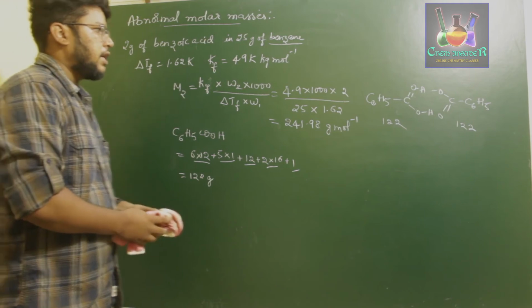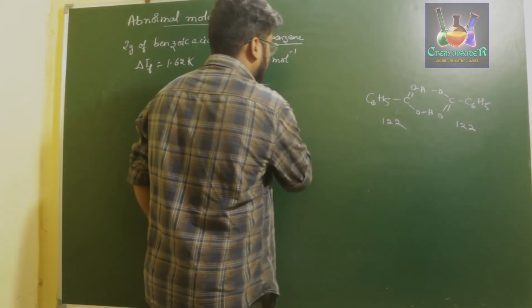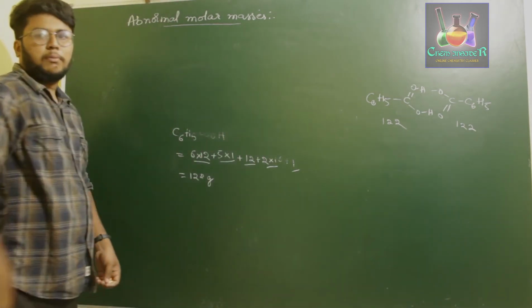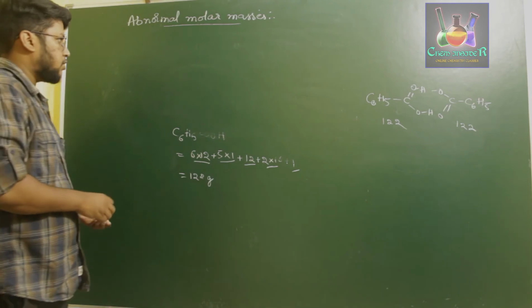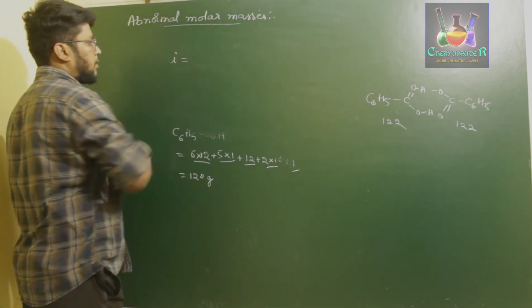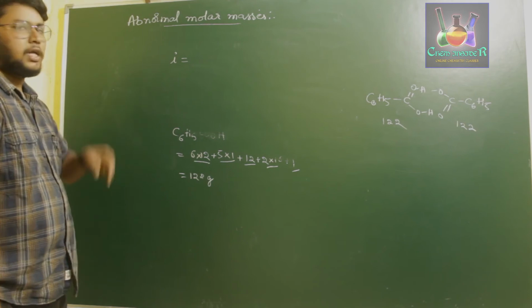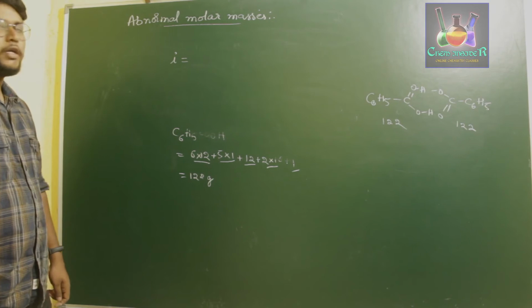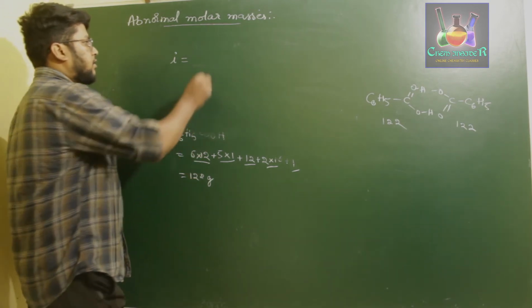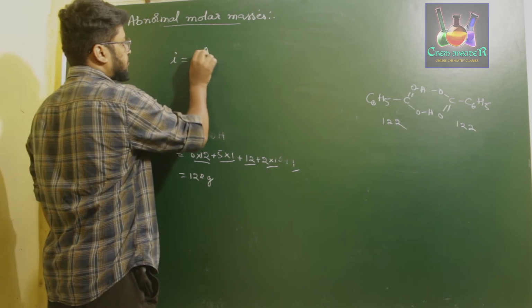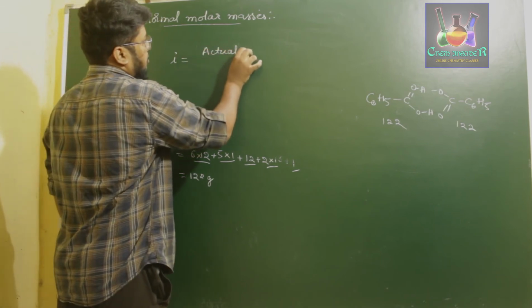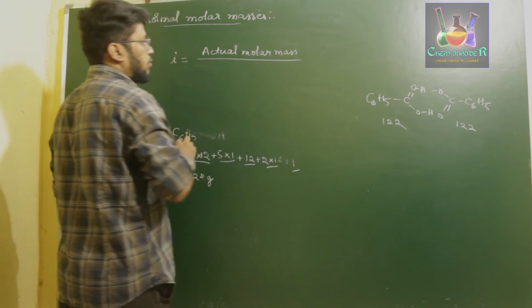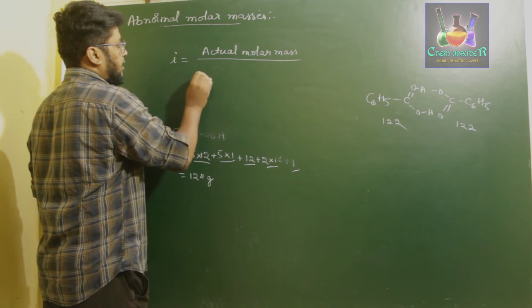Therefore, the scientist Van 't Hoff gave an expression for abnormality calculation, denoted by the symbol i, which is called Van 't Hoff's factor for abnormal molar masses, or abnormality factor i. It is given as i is equal to actual molar mass divided by calculated molar mass.